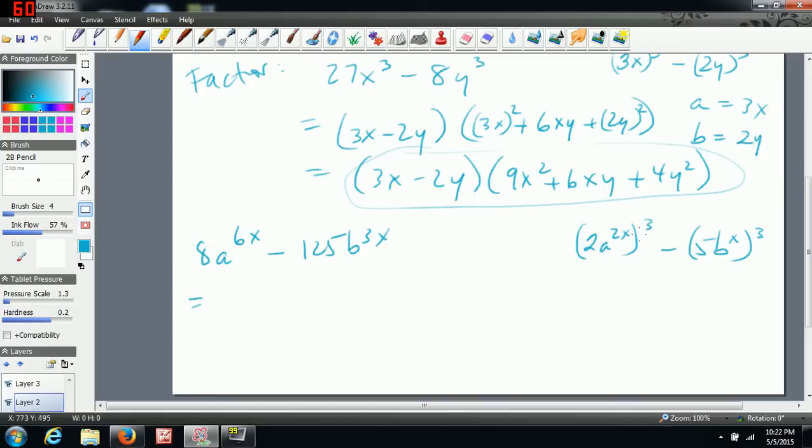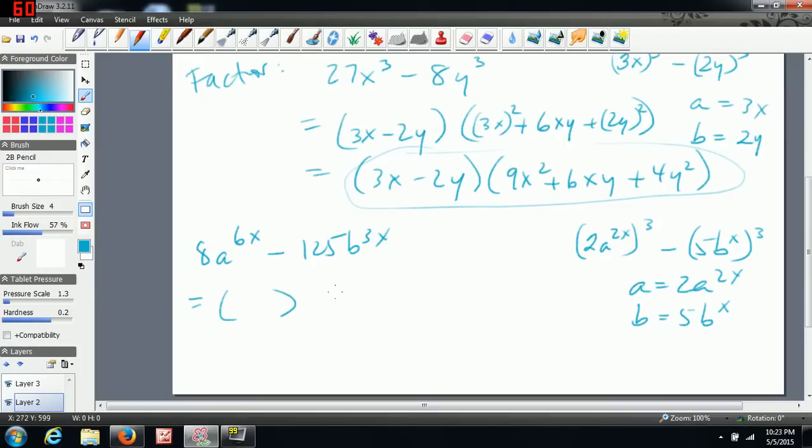If you look carefully, if I cube this, I do get 8, and then the exponent becomes 6x because we multiply the 2 and the 3. And if I cube this, it's 5 cubed, which is 125, and then b is to the x, so the x and the 3 multiply, and it becomes 3x. Now that you know your a and b, your a is equal to 2a to the 2x, and your b is equal to 5b to the x.